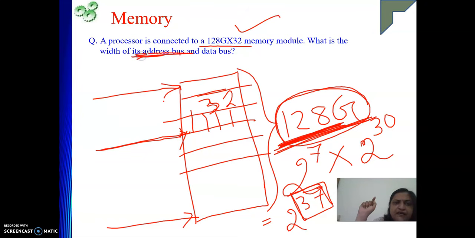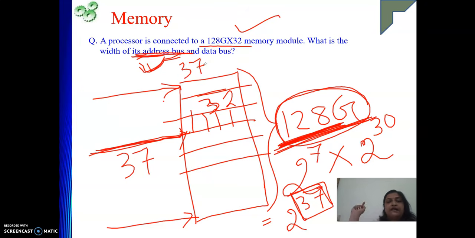So due to this, what will be the width of the address bus? Now the point is clear. How many bits do you require to represent an address? 37. And that will be the length, the width, of your address bus. Done. So this part is 37. Next was the data bus. The data bus will hold the content of the memory location. So what is the length of your content? 32 bits. So the data bus width will be how many? 32 bits.